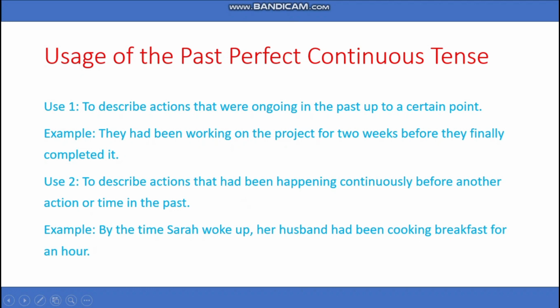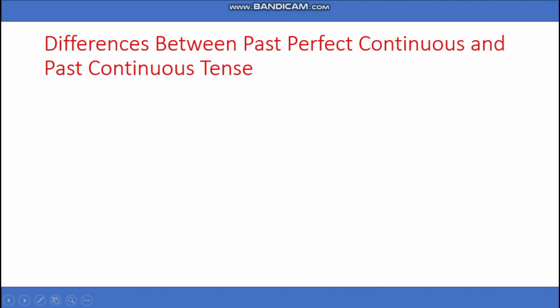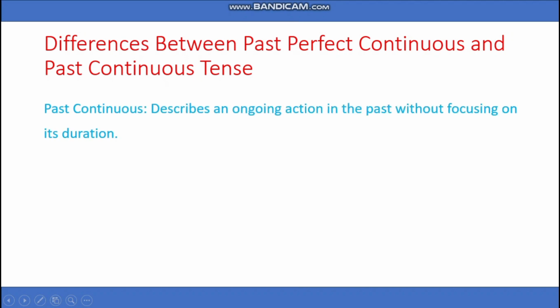Now we have the difference between the past perfect continuous and the past continuous tense. This is very important. The past continuous tense describes an ongoing action in the past without focusing on its duration. We don't focus on the duration, it is just continuous. Whereas in the past perfect continuous, there's a certain point where the action is completed, and you are talking about it. For example, she was studying when the phone rang.